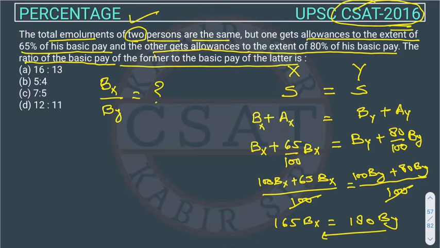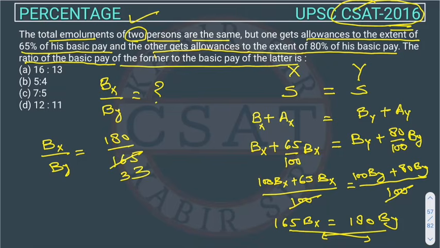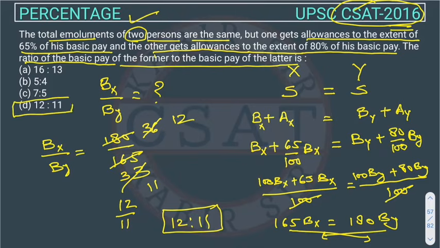Now by will come to this side and we will take 165 to this side. So bx upon by is equal to 180 upon 165. From 5 we can cut this, and from 3 we can cut this. So it will come out as 12 upon 11, or we can write 12 is to 11. So the answer is option D.